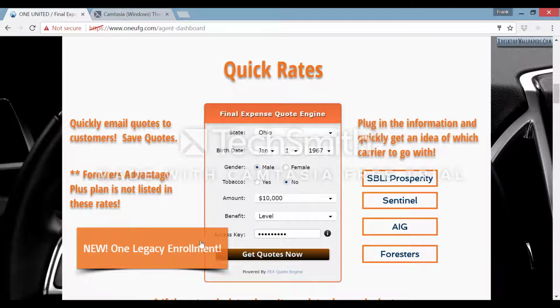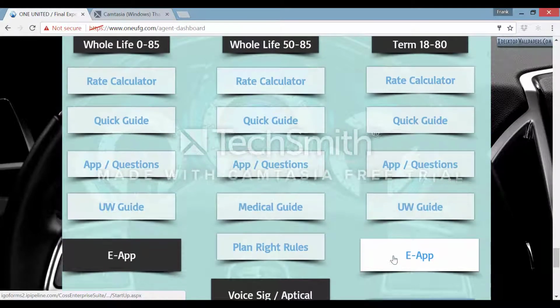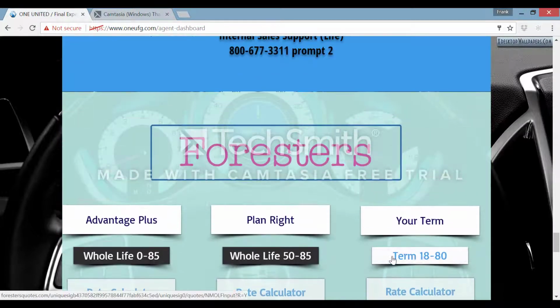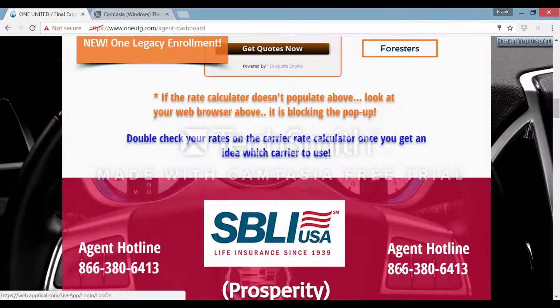Once you use this rate calculator, and let's say you want to do the application with Foresters, you then would click on the Foresters link right here, and it's going to scroll all the way down to Foresters for you. You could scroll down yourself, but it's just a little bit faster to do it that way. And then to get back to the top, just scroll back up to the top.